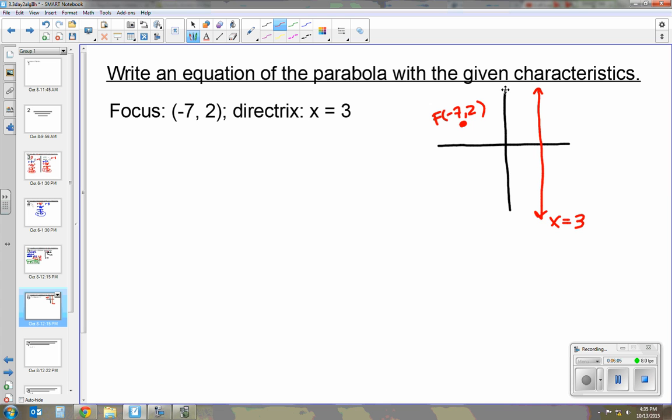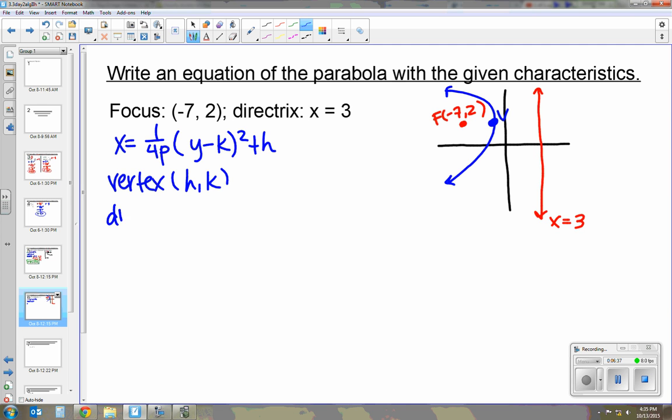Okay, so we know it's going to be opening to the left because the focus is to the left. So it's going to be opening like this. We need to find our vertex. We don't know what that is. Okay, so it's opening to the left, so we know it's an x equals. So we can use x equals 1 over 4p times (y minus k) squared plus h. Our vertex is (h, k).